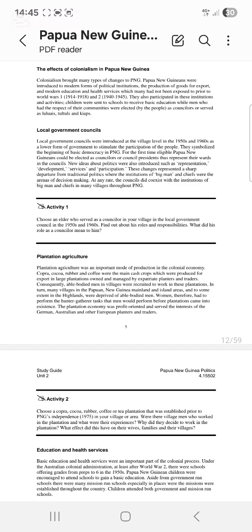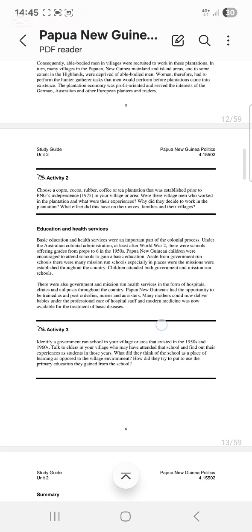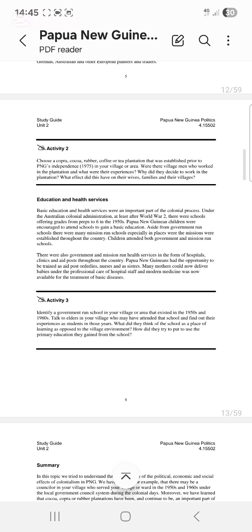Now let's look at the second objective. Here, explain social and economic and political effects of colonialism. So, let's see if there's any mention of political effects. I believe we've already talked about it.